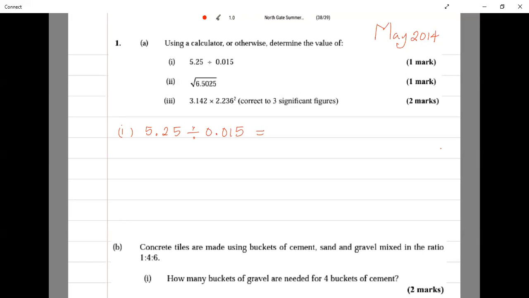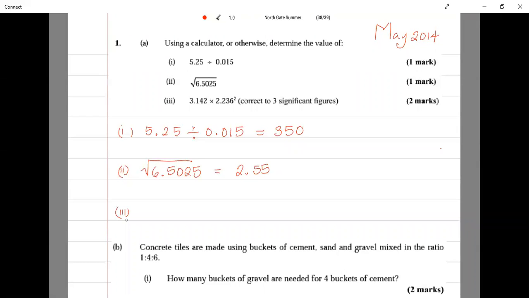5.25 divided by 0.0015. So this says 350. We have the square root of 6.5025. So the square root of 6.5025, and this says 2.55. That's all. But if your entire exam would be like this, it will be very easy.